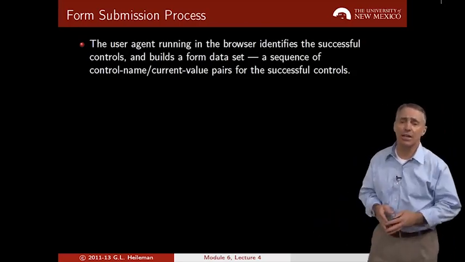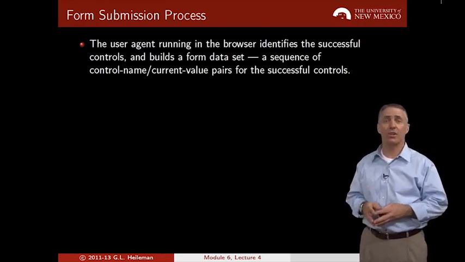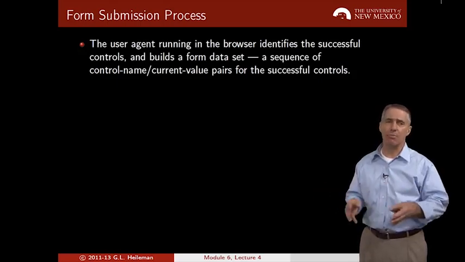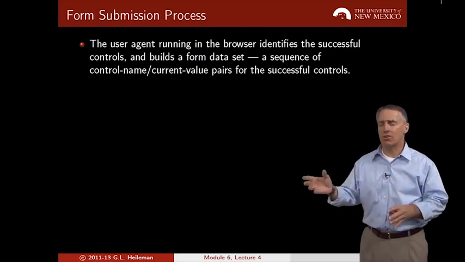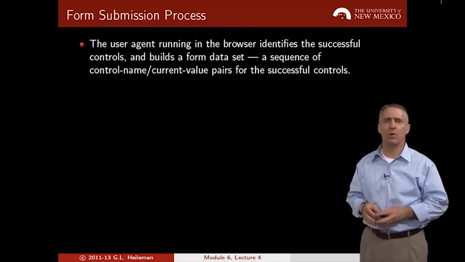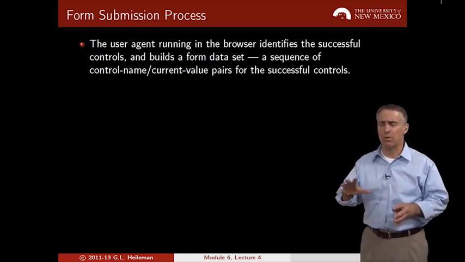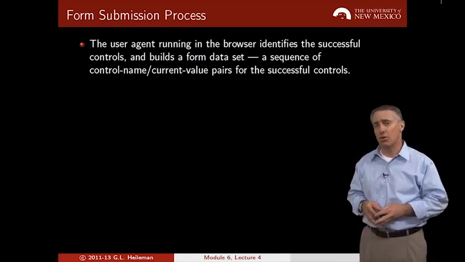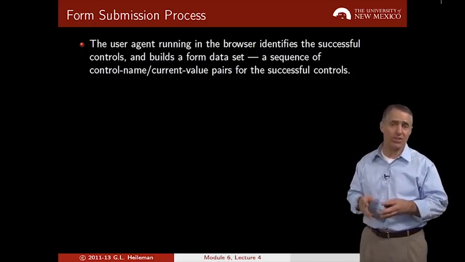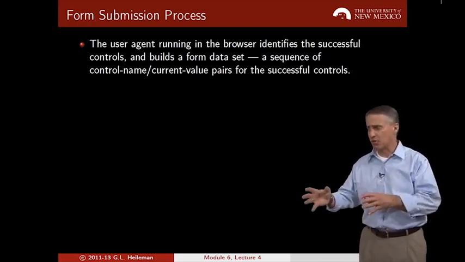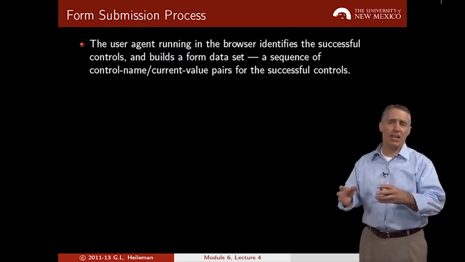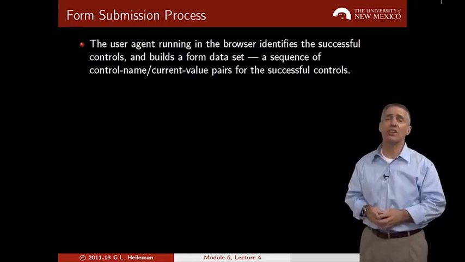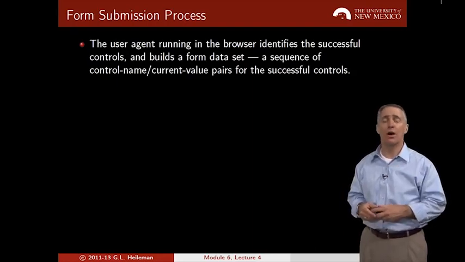Here's what's actually happening. The user agent that's running in your browser identifies the successful controls. So even if a name is not entered, I think it'll send it as a blank name. But when we deal with checkboxes and so forth, if something's not checked, then that one won't be sent. So the user agent identifies those controls that are considered successful. It builds a data set of the control name, current value pairs, and it sends them either as a part of the URL, as I showed you, or as a part of the message body in the case of a post.